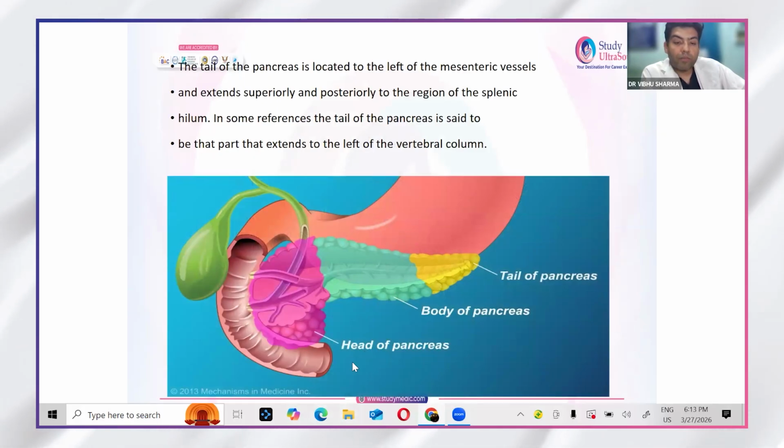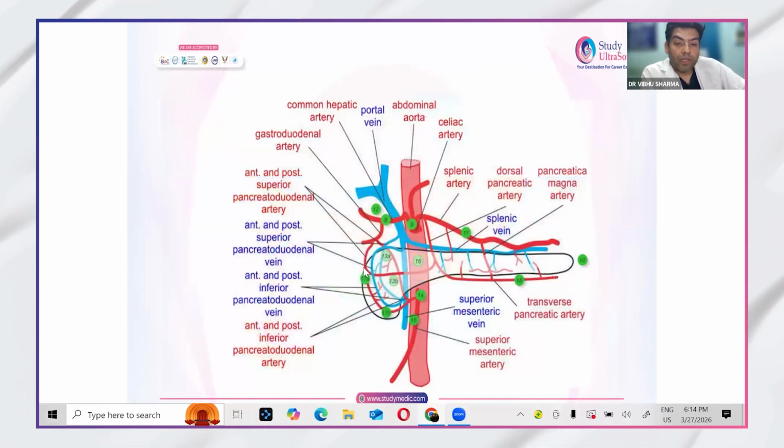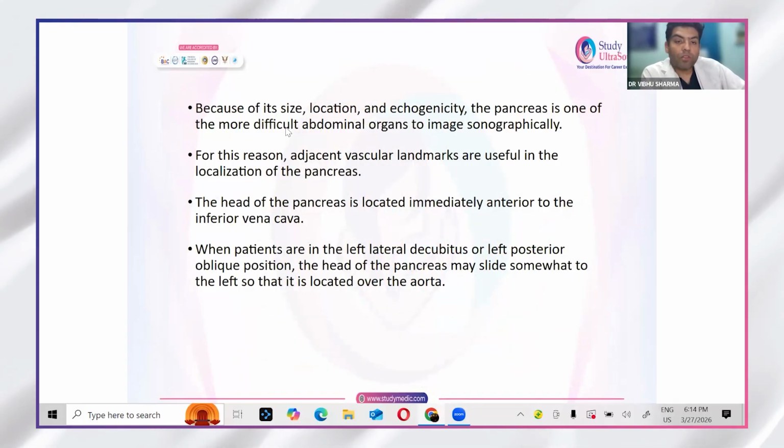So you can see the pancreas divided into mainly head of pancreas, body and tail. This is how it is divided. Then the same vascular structures. If you're not able to see the pancreas, then you should look for these structures. Because of its size, location, and echogenicity, the pancreas is one of the most difficult abdominal organs to image. For this region, these vascular landmarks are useful in localization of the pancreas.